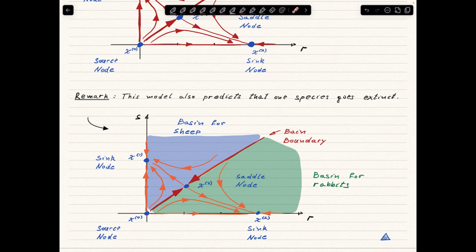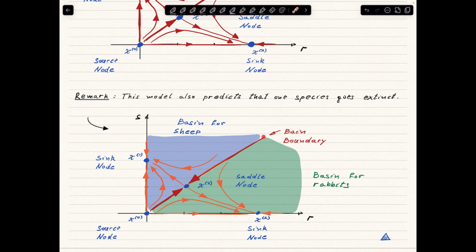And if you have initial data anywhere on this region, then the rabbits survive, but with finite population, doesn't go to infinity because the food is finite. If you have initial data here, the sheep survive with finite population, and the rabbit goes to 0. And if you have initial data on this line, then it goes here and both species coexist.